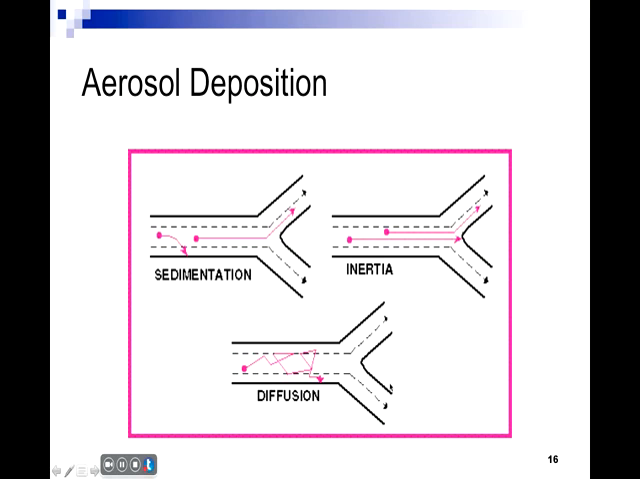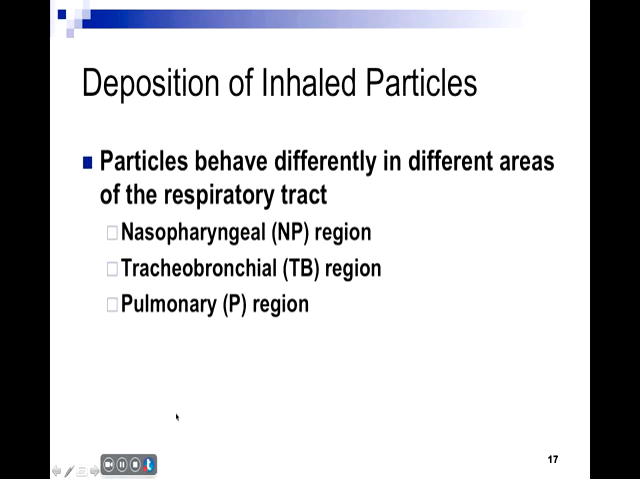Now, diffusion down at the bottom is basically when very small particles will dissolve in the lining of the respiratory tract. The respiratory tract is kind of like sticky flypaper. It's moist, and if you have a real small particle that can adhere to the side, it can dissolve in the respiratory tree itself, and that process is referred to as diffusion.